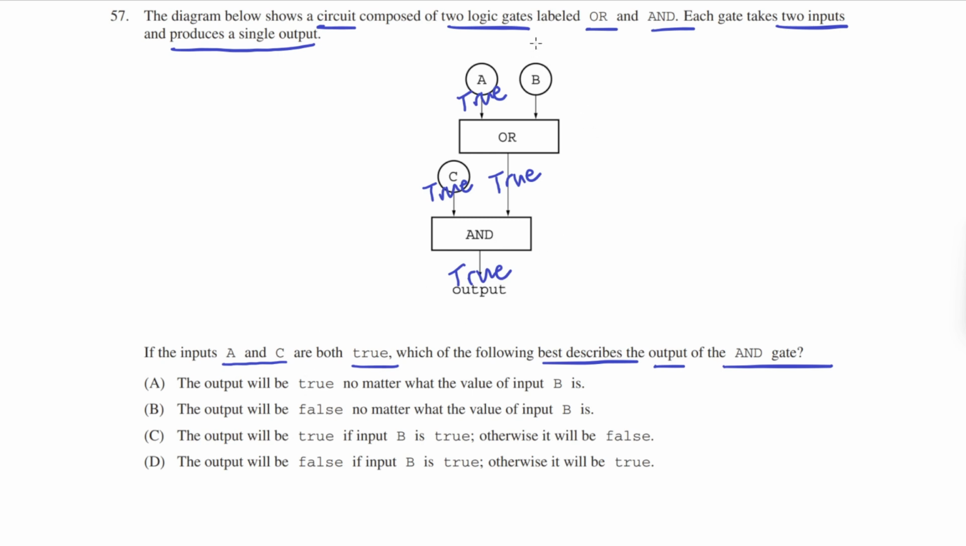So no matter the value of B, whether it's true or false, the output of the OR gate is true, meaning the output of true and true is always true. So the output will be true no matter what the value of the input B is. The output will not be false, and it doesn't matter whether B is true or false, the output will always be true, and never false. So A is the correct answer.